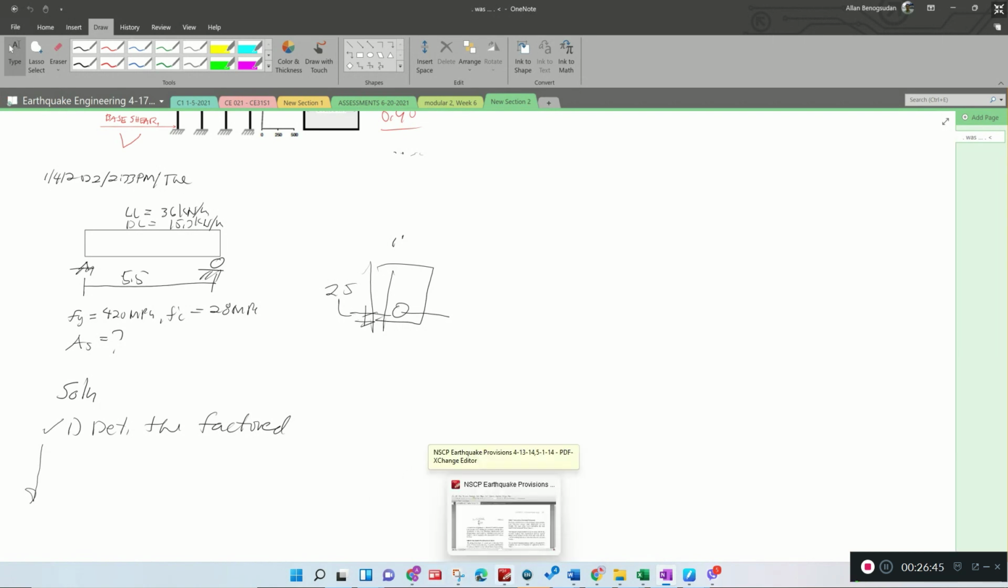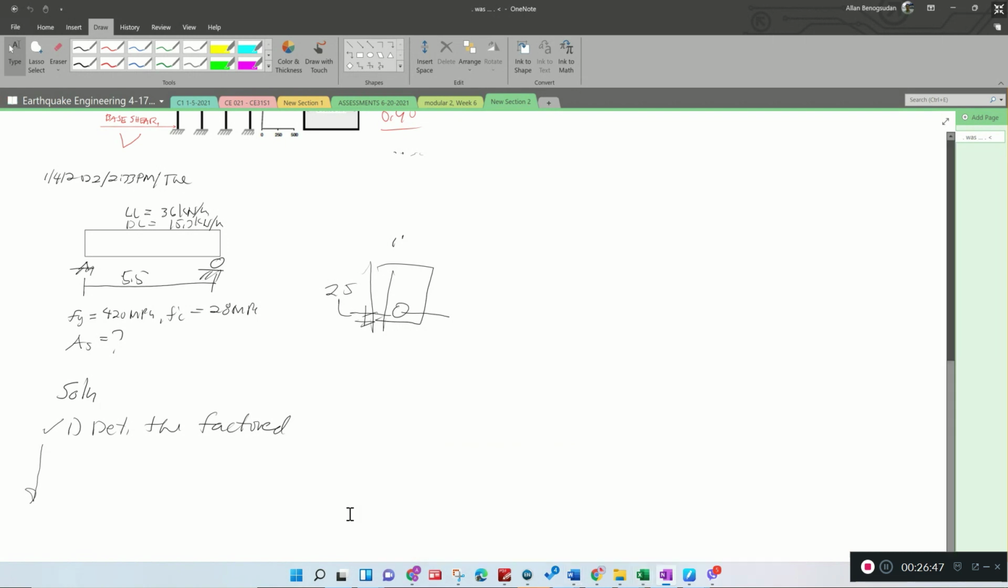So I'm just going to determine the factored load because we are going to use that in the determination of the area of steel. So you have to determine the factored moment. So you have your Mu. Of course, that is Mu.